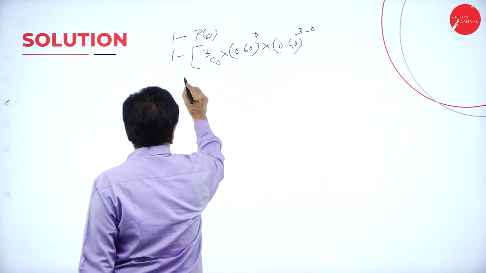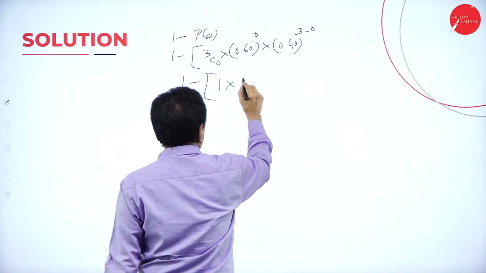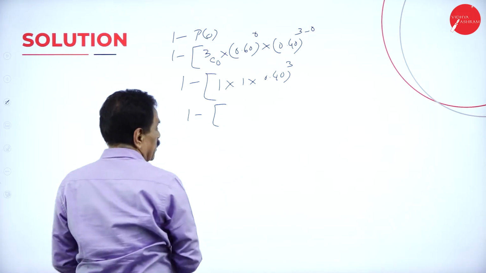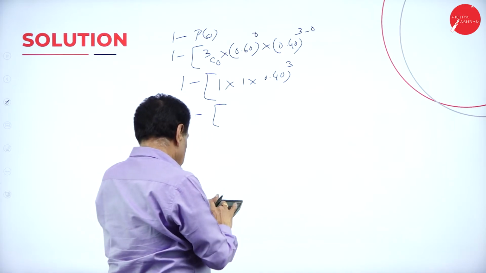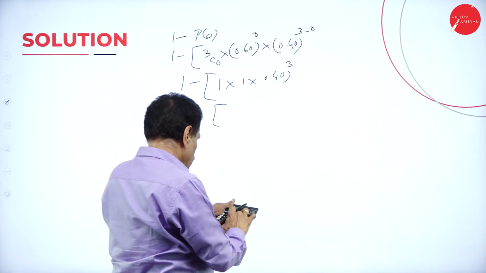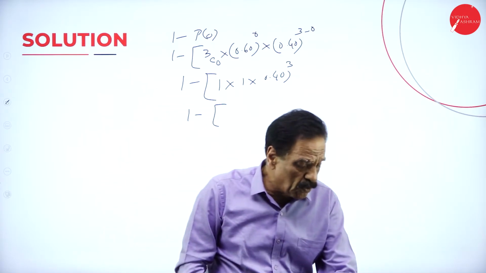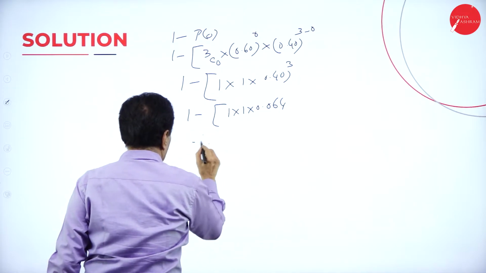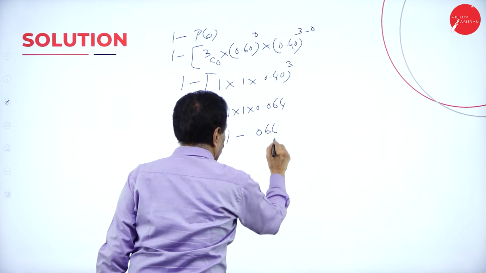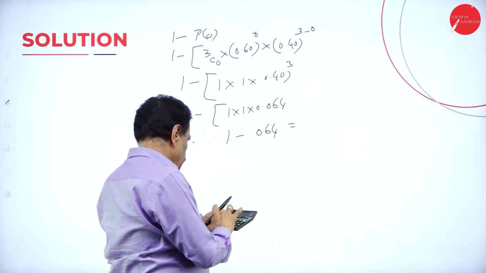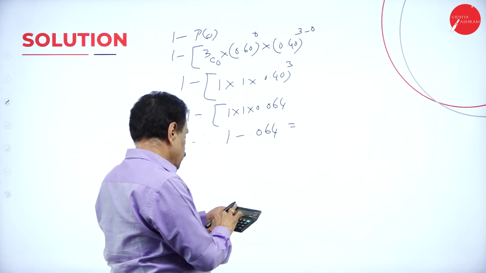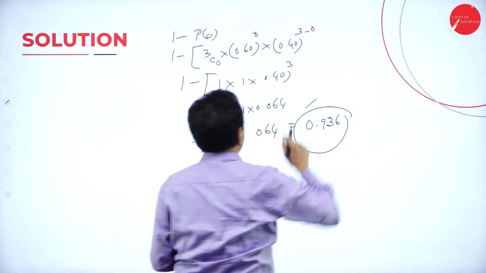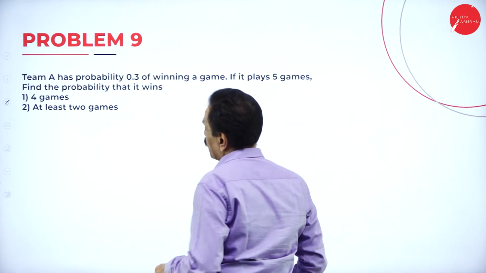So, it is 1 minus 3C0. What is 3C0? 1. Anything to the power of 0 is 1. This is 0.40 to the power of 3. This is 1 minus. You have to look at what 0.40 into 0.40 into 0.40 is equal to 0.064. This is 1 into 0.064. Deduct. Therefore, 1 minus 0.064 is equal to 0.936. This is the answer. So this goes in favor of the problem. Now we have answered here 2 boys.